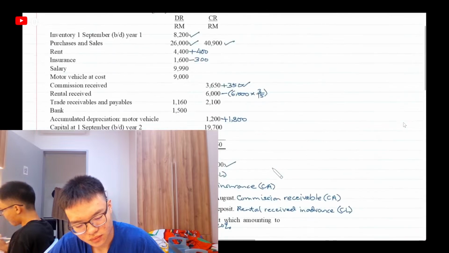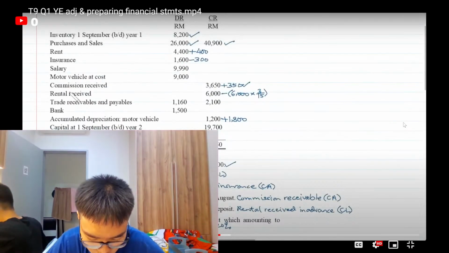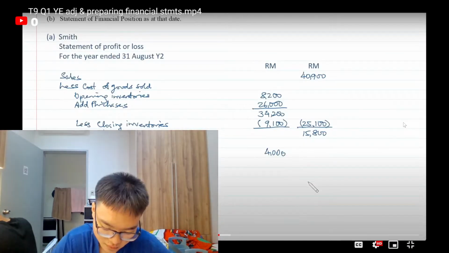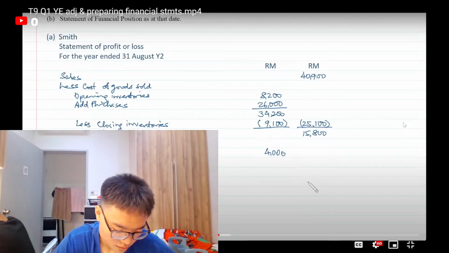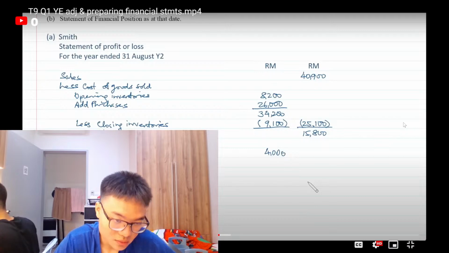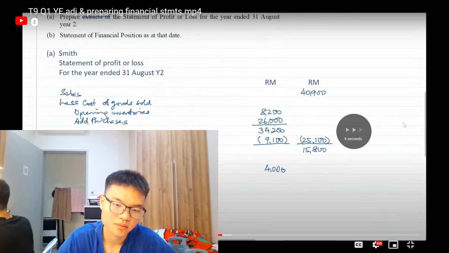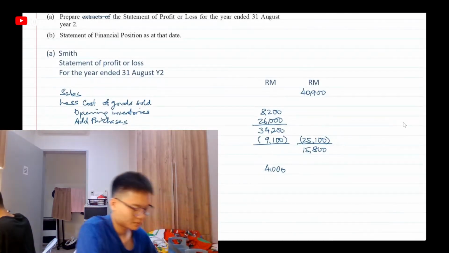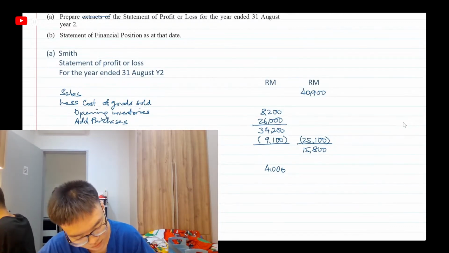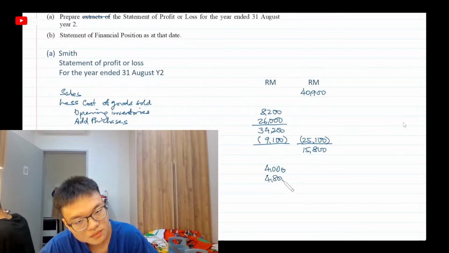ringgit. The next revenue I see is rental receipt. So you have to show the working here. I just call it rental receipt. The working is 6,000 ringgit already received, minus this amount not yet received. So this gives me 4,800 ringgit.